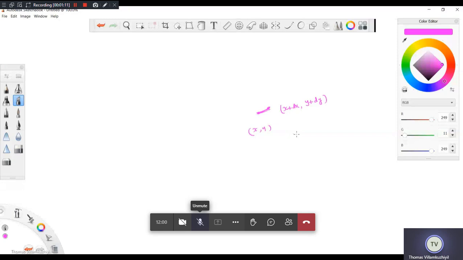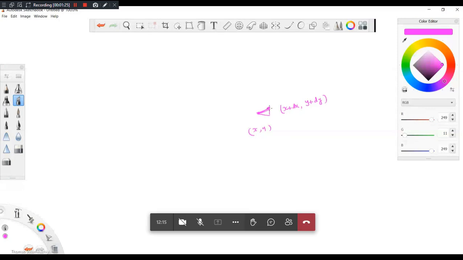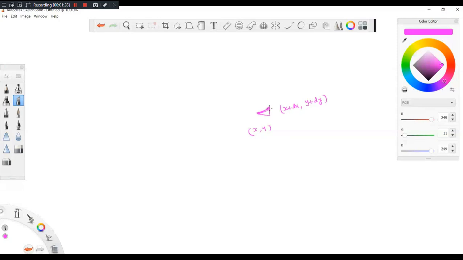You will use Pythagoras theorem. Because this distance is dx and this distance is dy. If I use Pythagoras, this distance I call ds. Then I can write ds square is equal to dx square plus dy square.